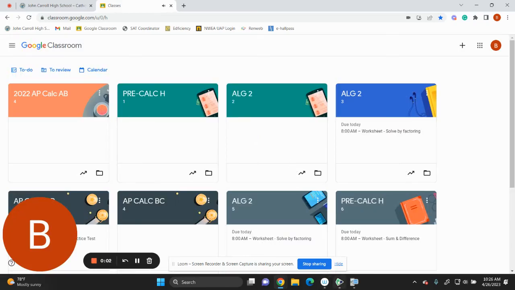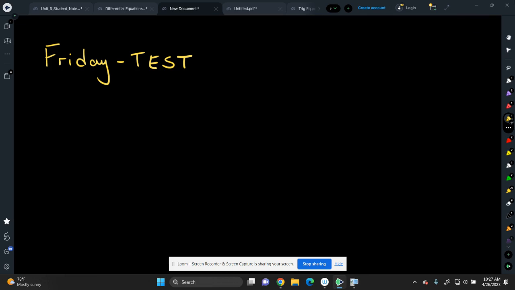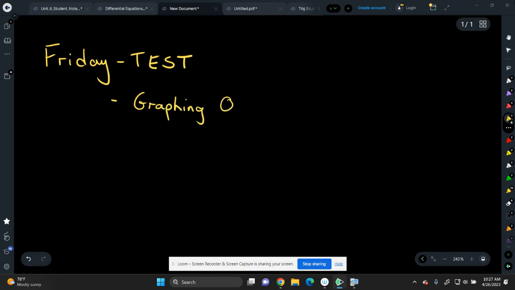Okay, so today we are going to go over solving quadratic equations by factoring, and then we're going to have a quiz on solving quadratic equations by factoring. And then Friday we will have a test. The test on Friday will cover graphing quadratic equations, which means parabolas.